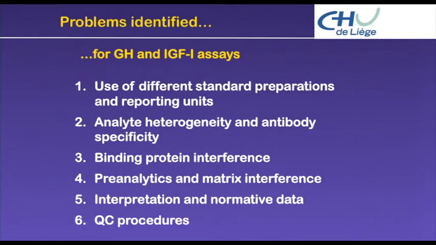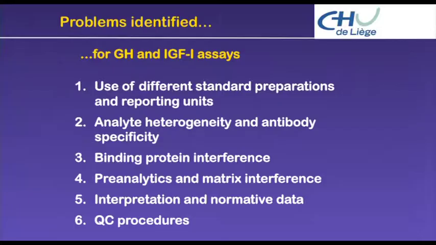And why are there all these problems with the GH and IGF-1 assays? Because different standard preparations have been used to calibrate the kits of GH and IGF-1. There have also been different units. Some labs are using units per ml, some labs are using mass units per ml. There is also a very, very large heterogeneity of those hormones because they circulate as different fragments. So the cross-reactivity of the antibodies will be different according to the kit that you are using.